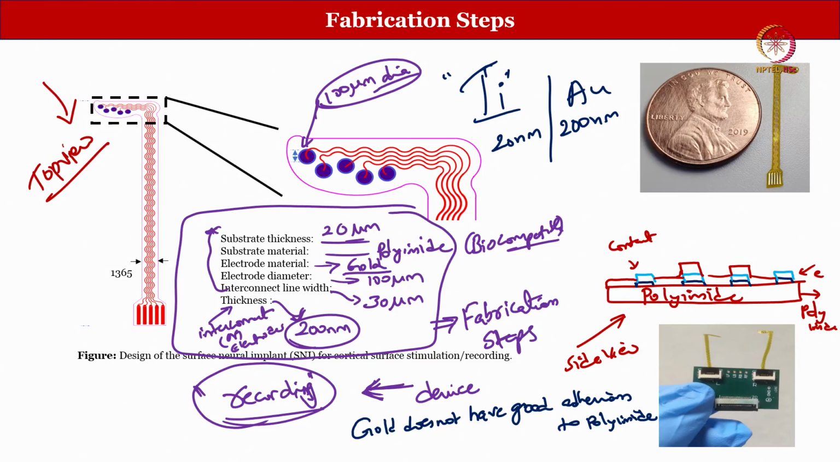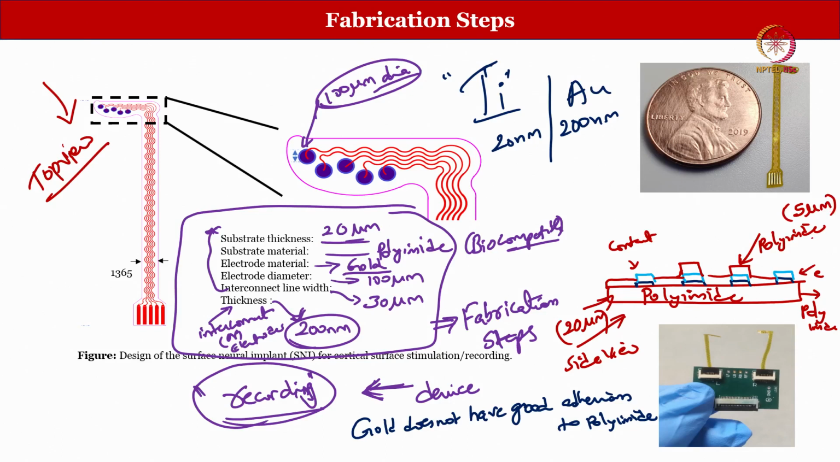Are you getting it? So, these are the different stack of layers that you can see. Polyimide is there, titanium is there, then gold is there, then you will have, again, polyimide as a passivation layer. Let us say this polyimide is around 20 micron, this passivation layer is around 5 micron.